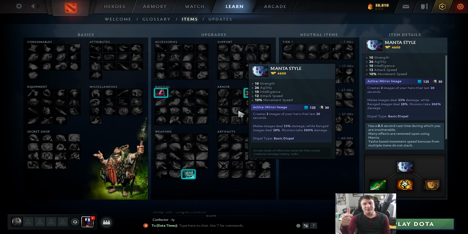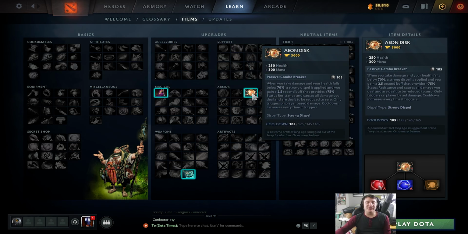You'll see people look at it, but it's already in most builds, and then they want the illusions most of the time. The Dispel's just additional. The Aeon Disc, you're going to see more from the supports because of the fact that it does this combo breaker. When you take damage and your health falls below 70%, a strong Dispel is rapidly applied to you. You gain a 2.5 second buff that gives 75% status resistance. It causes all damage you deal and are dealt to be reduced to 0.